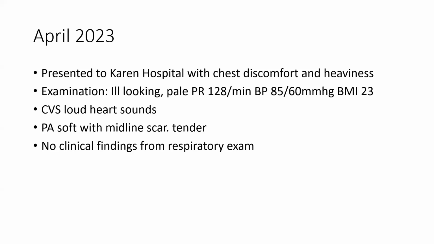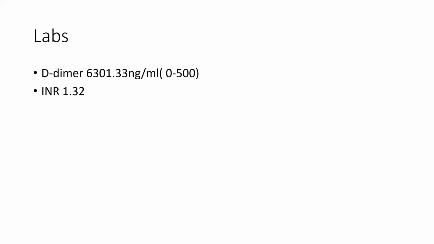Then on examination, they find he probably has a loud P2 because of pulmonary hypertension. He had a midline scar. Their other systems are unremarkable. So they admit him and do a D-dimer.